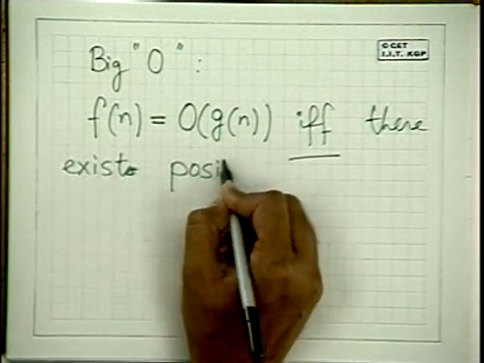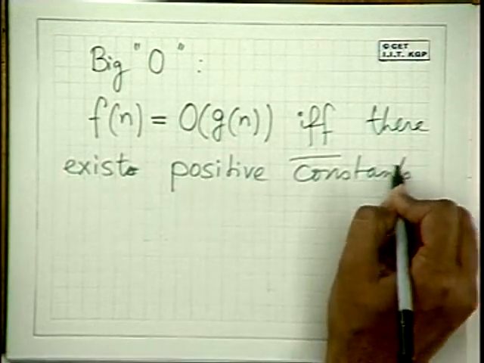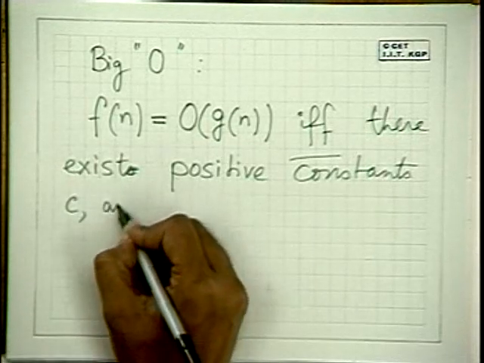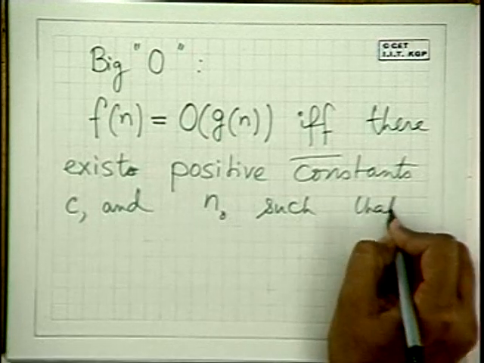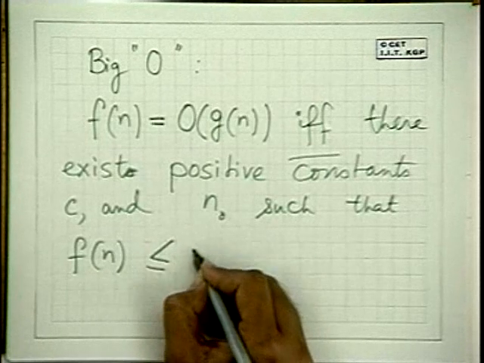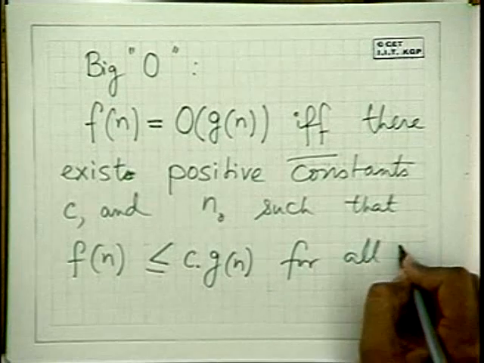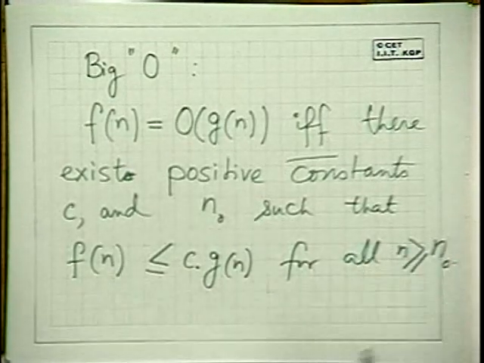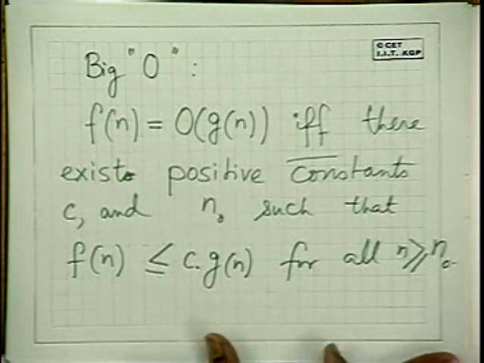positive constants C and n0 such that f(n) is less than or equal to C times g(n) for all n greater than or equal to n0. Do you know this definition? Probably you know this definition already, but let me just tell you why this definition. What is the motivation for this definition?